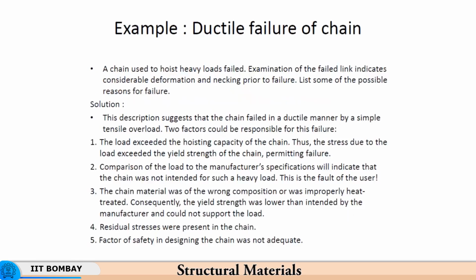I have already given you an example of the rope which is used for lifting a lift, which is of common use. Now, I will give another example of a chain which is made of several chain links and is used for hoisting heavy loads. Again, all structural materials get tested to their full capacity when they try to lift heavy loads. So, the failed link indicated considerable deformation and necking prior to failure.